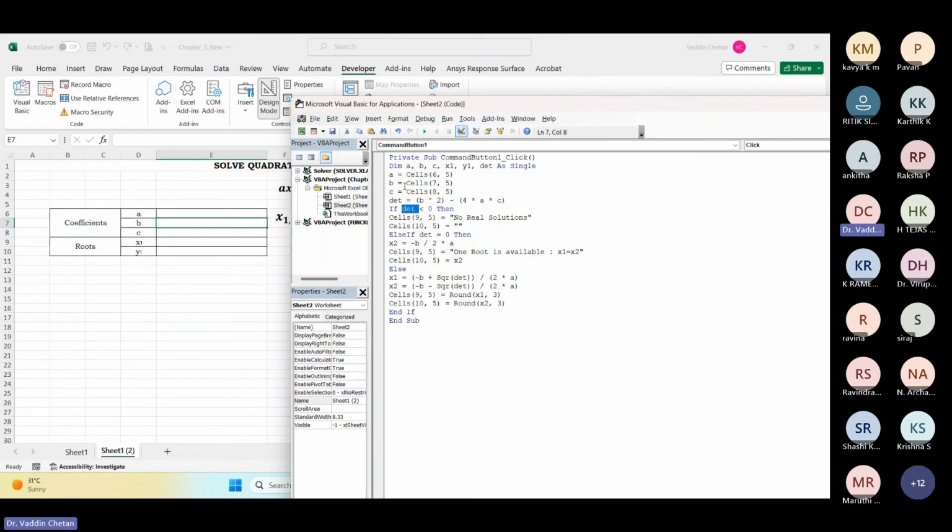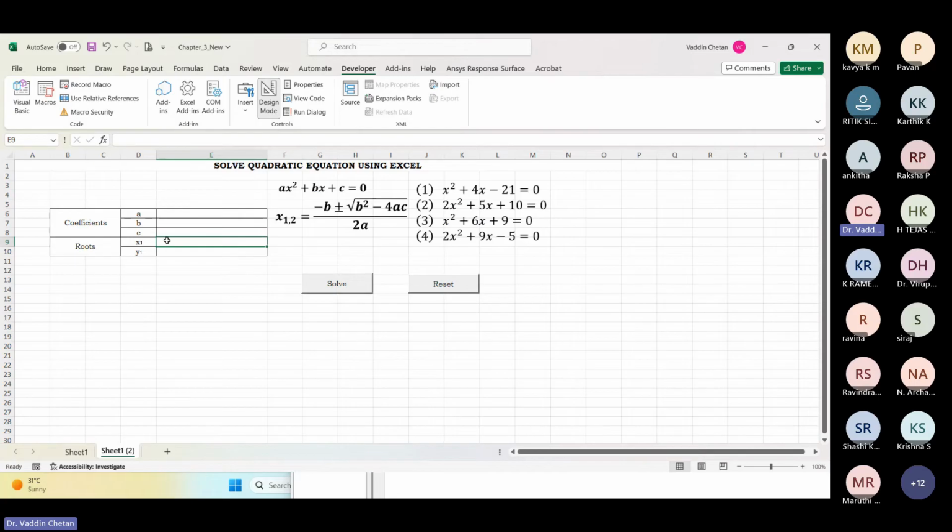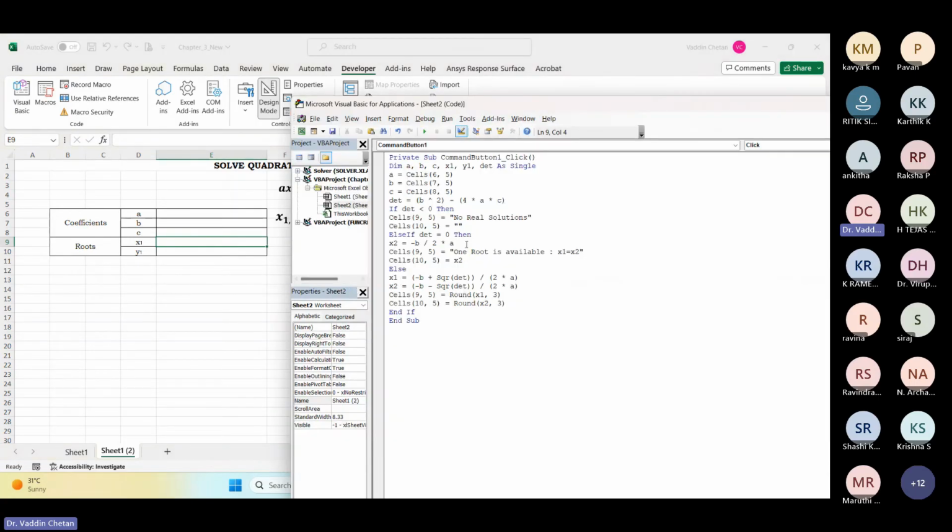If that is less than 0, then here I am inputting the value which is there under cell B, and I am inputting the condition in cell position 9 comma 5. This is the input and this is the output. If that is less than 0, then at cell 9 comma 5 it outputs no real solution. At 10 comma 5, make it blank.